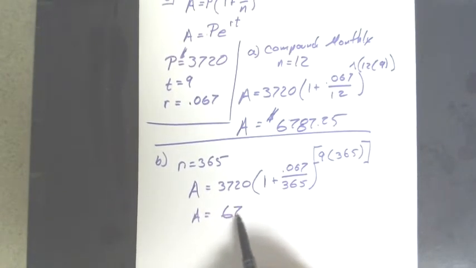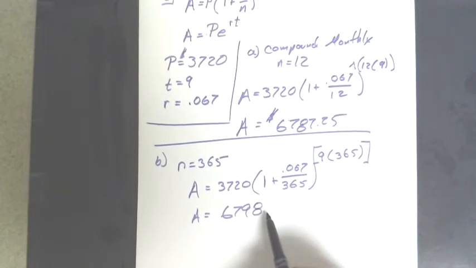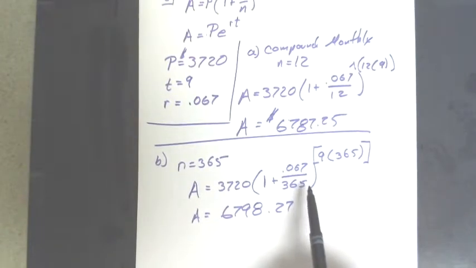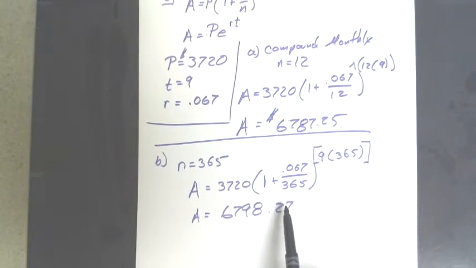And you'll end up with an amount slightly larger, 6798.27, slightly larger than you got monthly. The smaller your time interval between compoundings, the larger your return is. You're getting more interest on your other growth. So every day, every next day, you get growth on the interest you made that day.